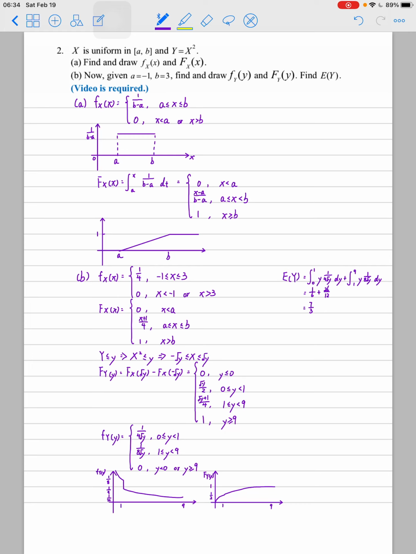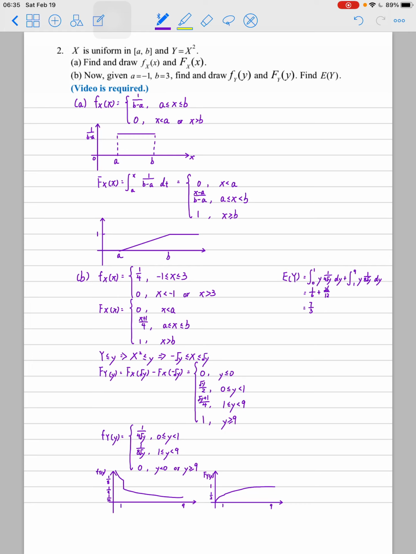So when y is smaller than 0, the formula should be 0. When y ranges from 0 to 1, the formula should be square root y over 2. When y ranges from 1 to 9, the formula should be square root y plus 1 over 4. And when y is larger than 9, the formula should be 1.